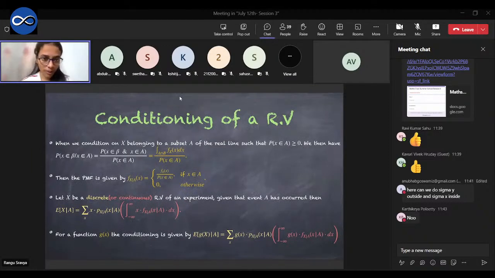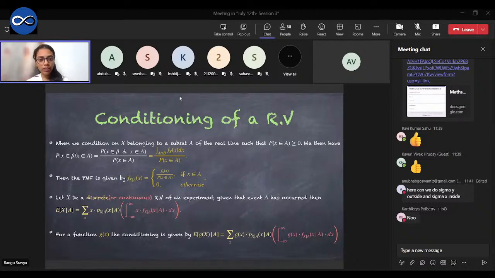So when we condition on x belonging to a subset A of the real line such that P of x belongs to A is greater than 0, we then have P of x belongs to B given x belongs to A is equal to P of x belongs to B and x belongs to A upon P of x belongs to A, which is the integral over A intersection B of f of x of x dx upon P of x belongs to A. Then the conditional PDF is given by f of x given A of x is equal to f of x of x upon P of x belongs to A if x belongs to A, 0 otherwise.